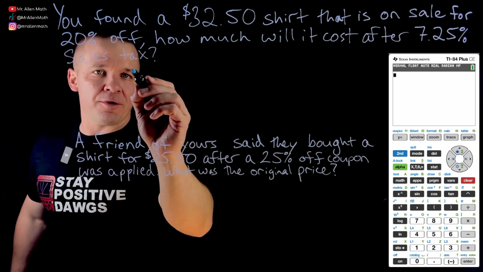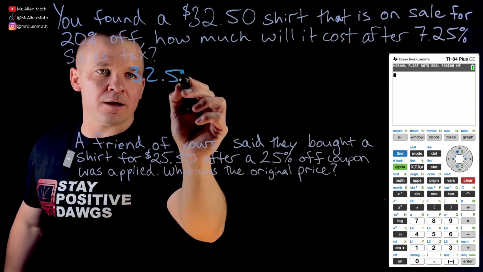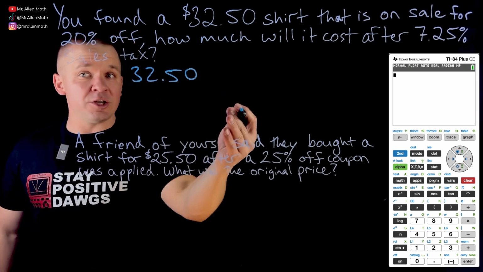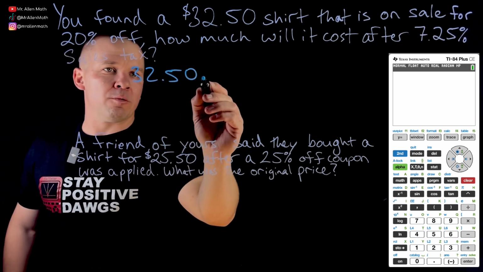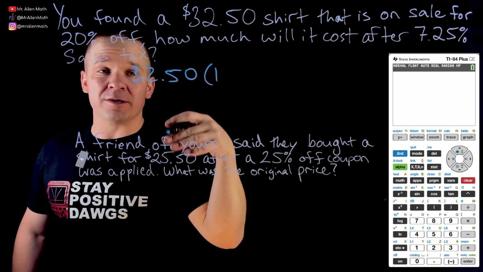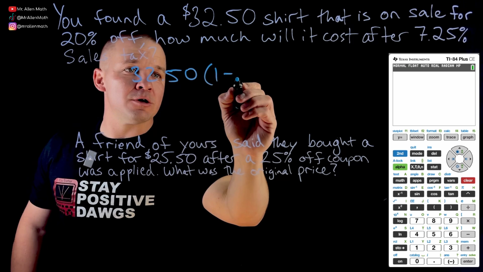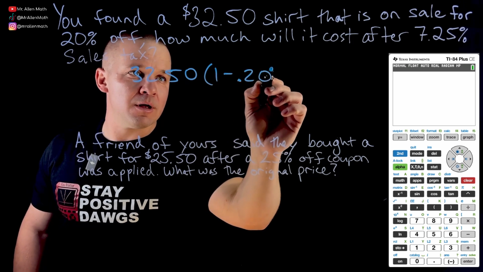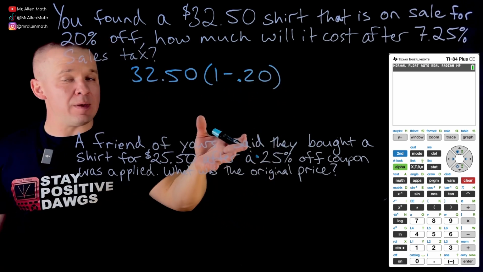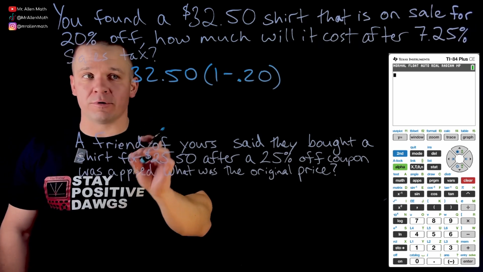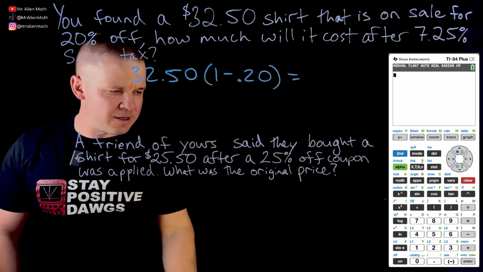So I'm going to take my $32.50. That is my original cost, and I'm getting 20% off. So what we're going to represent that is here's the full price, 1 minus 20% as a decimal, so 0.20. That is going to give me my cost of this shirt before tax. So let's go ahead and plug that in the calculator right now.